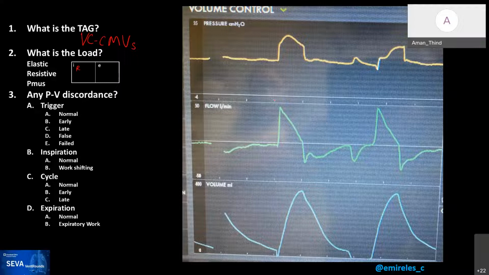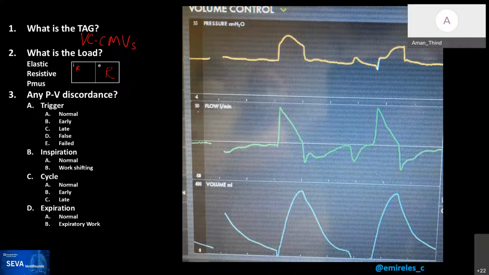And during expiration, it's difficult because after this breath, the expiration is not totally passive. But looking at the one after, and even the cutoff expiration from the one before, it looks pretty prolonged, and it's not reaching all the way to the baseline, even in 2 seconds that I can see. So I'm going to say resistive.